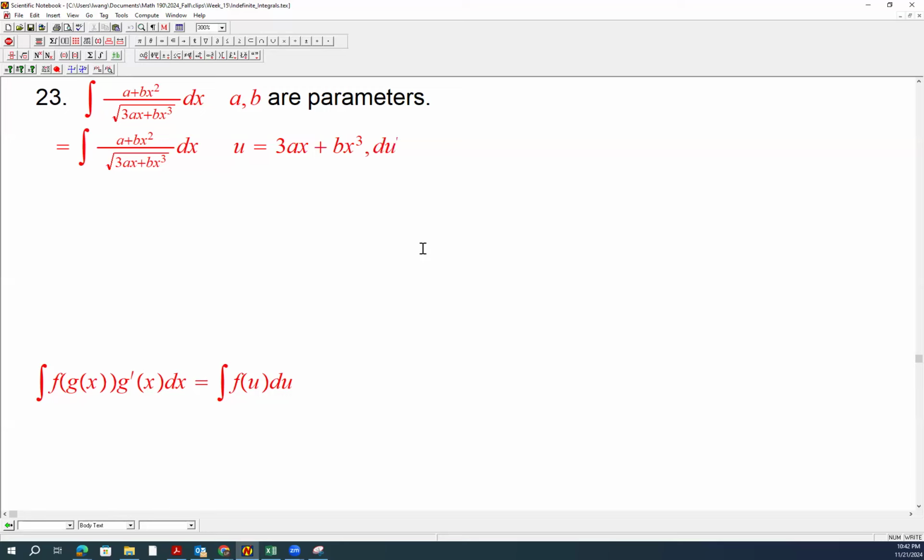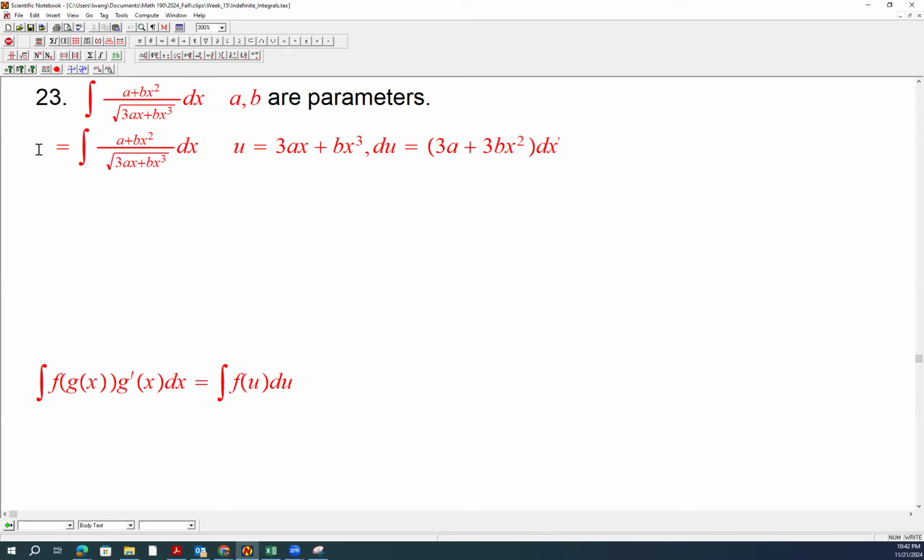So du would be equal to 3a, you treat a as a constant, plus 3b x squared dx. We need this parentheses here. Because we take a derivative of 3ax, which is 3a, and we take a derivative of b times x raised to the power 3, we bring down the 3. So 3 times bx squared dx.